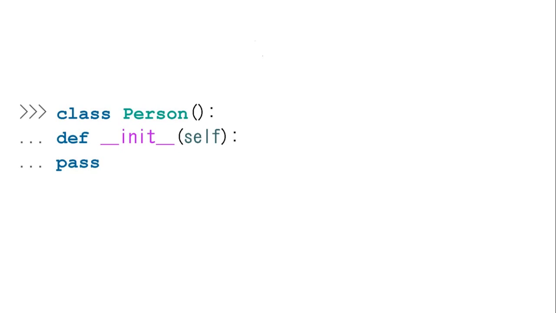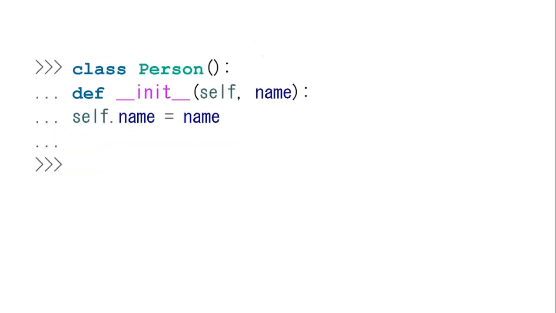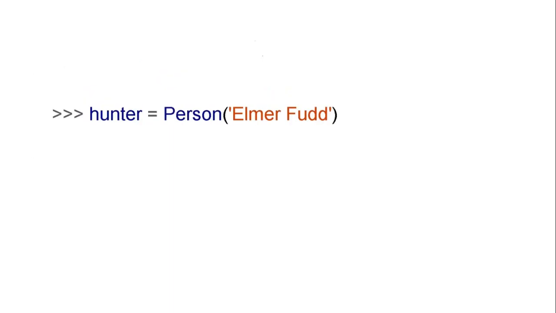But even that second Person definition did not create an object that really did anything. The third try is the charm that really shows how to create a simple object in Python. This time we will add the parameter name to the initialization method. Now we can create an object from the Person class by passing a string for the name parameter.